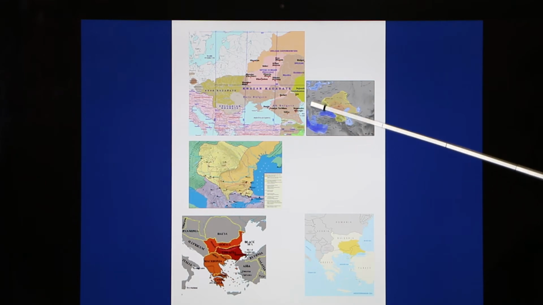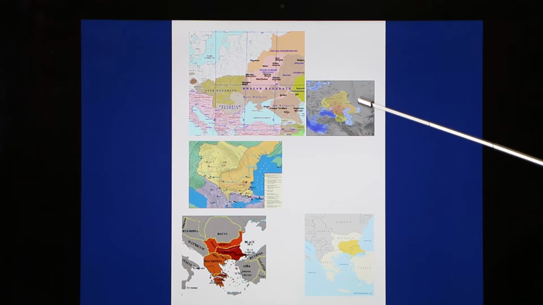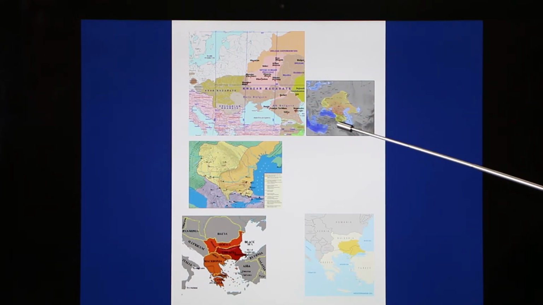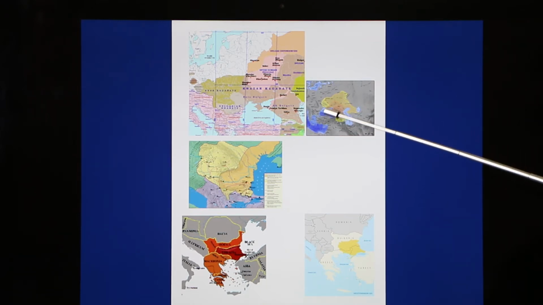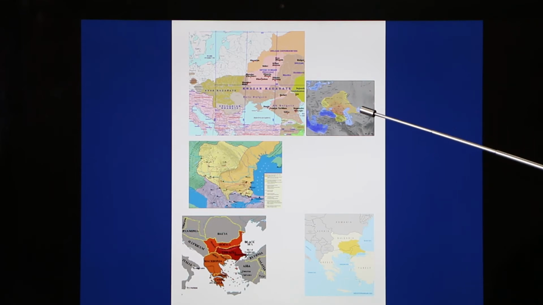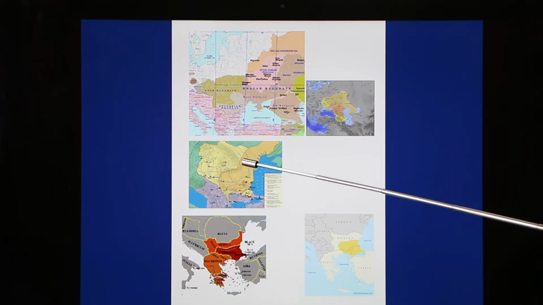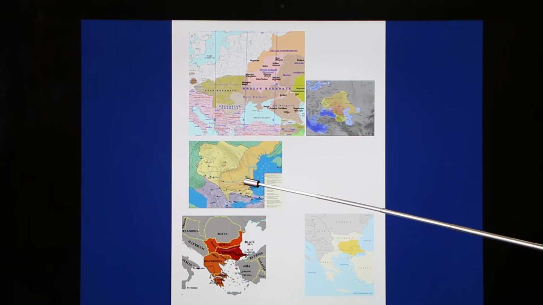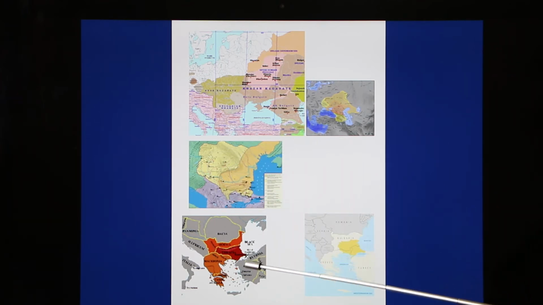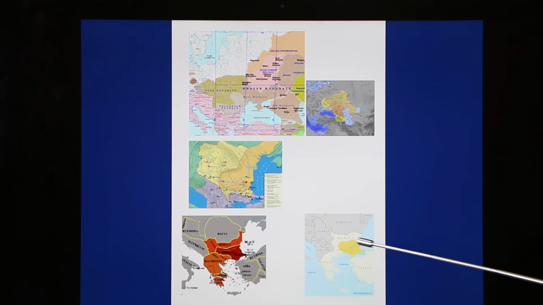At its height, the First Bulgarian Empire covers pretty well all the area between the Caspian and the Black Sea and stretches out into Russia. Then you get Thrace and Bulgaria here, and then it splits into different countries, and then we get Bulgaria more or less into its modern proportions.